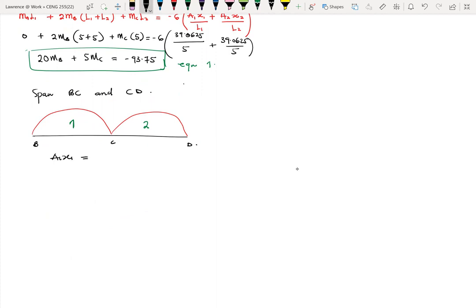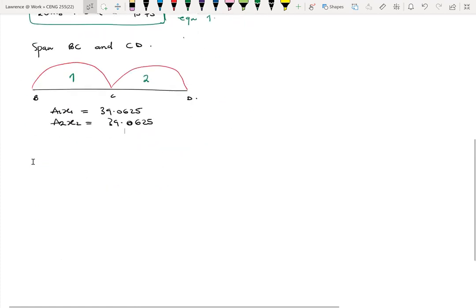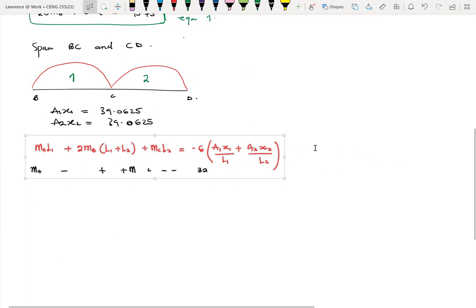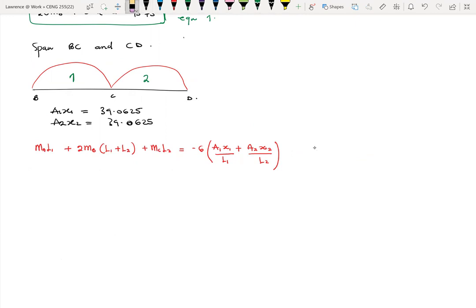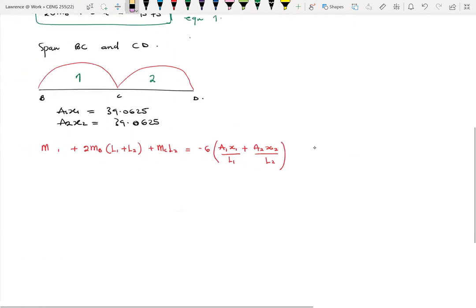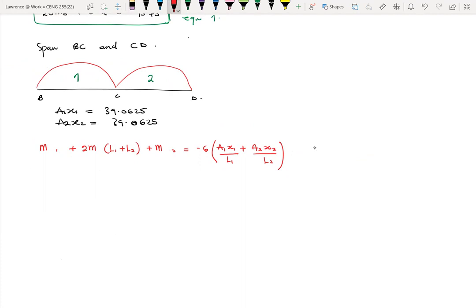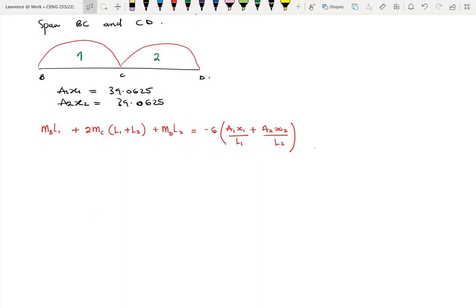A1X1 would also be 39.0625. And our A2X2 would also be 39.0625. Okay. Nothing is going to change. Then our sets of equations will then be, so here, let me just make some quick changes. So here becomes MB L1, MC, and then MD L2. So these are the equations. Take note. The leftmost moment is now my MB, the centered moment is now my MC, and then the right moment is now my MD.